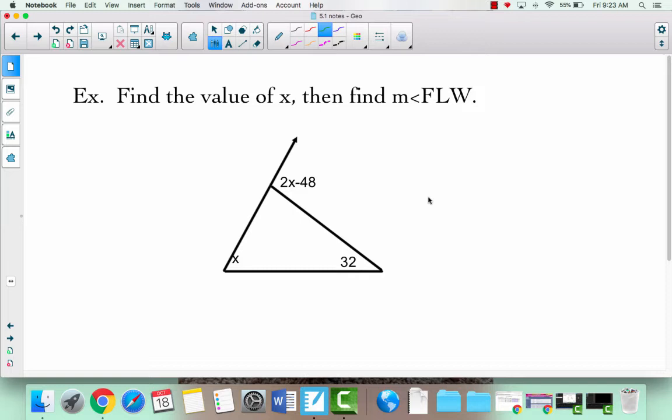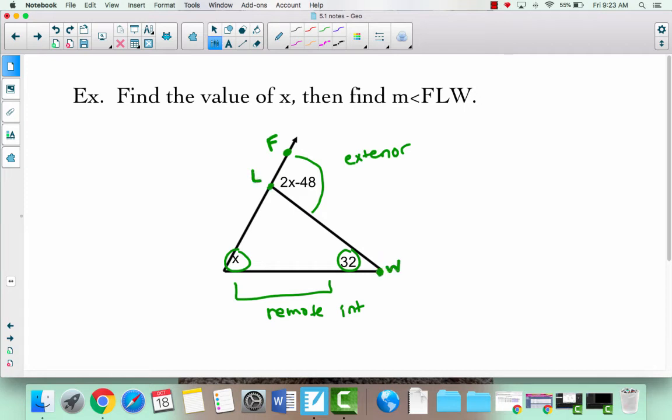So here's an example using this concept. Notice here that this angle on the outside, that's our exterior angle, and then these two angles here and here, these are the remote interior because they don't touch the exterior angle. So if I asked you to solve for x and then find this measure, then we'll say this is FLW. Then what I could do is use my exterior angle theorem to say that my exterior, so 2x minus 48, is equal to the sum of the remote interior. So that would be x plus 32. And now we could just go ahead and solve.